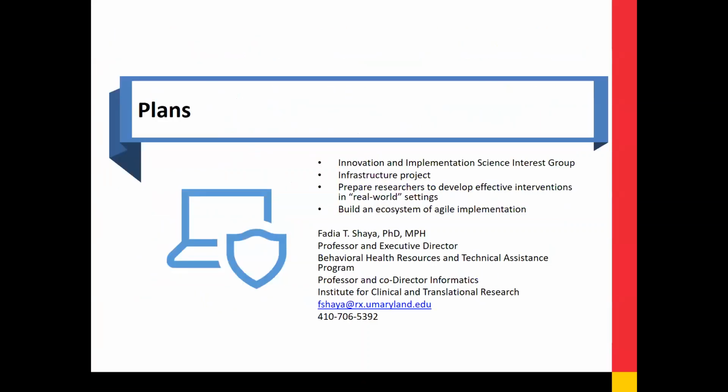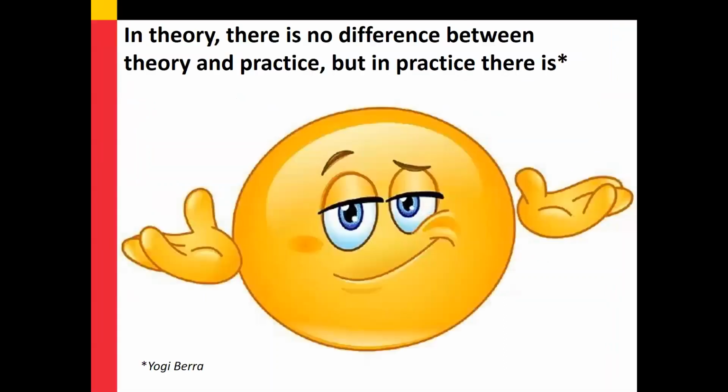So I would like to segue now to the dissemination part. But with that, I would like to say that we could be discussing plans of innovation and implementation science interest groups for those who are interested. Everybody needs it, but for those who are interested, and possibly building an ecosystem of agile implementation. We would like now to move from implementation to dissemination. So please.